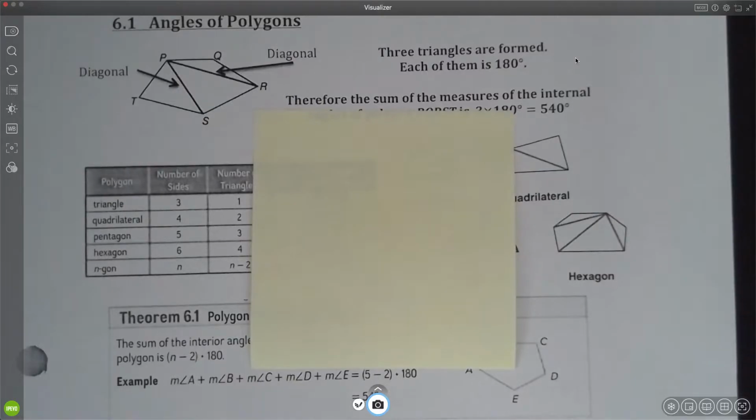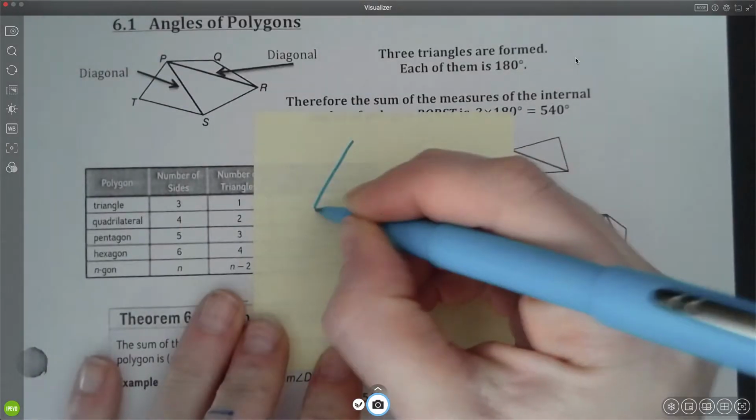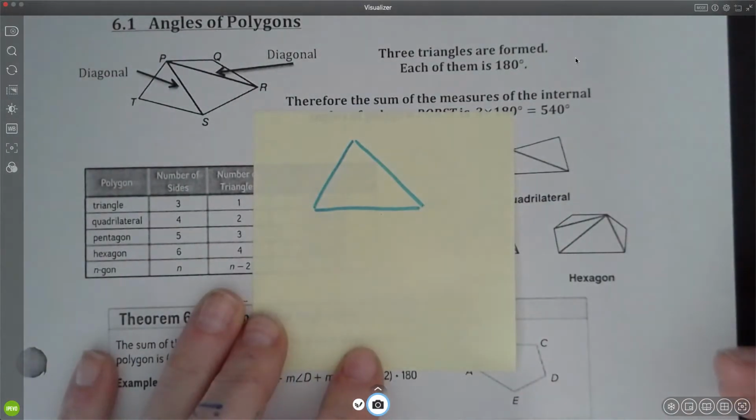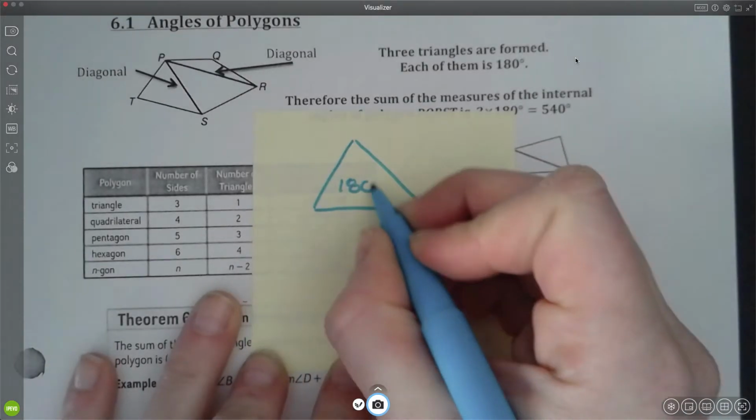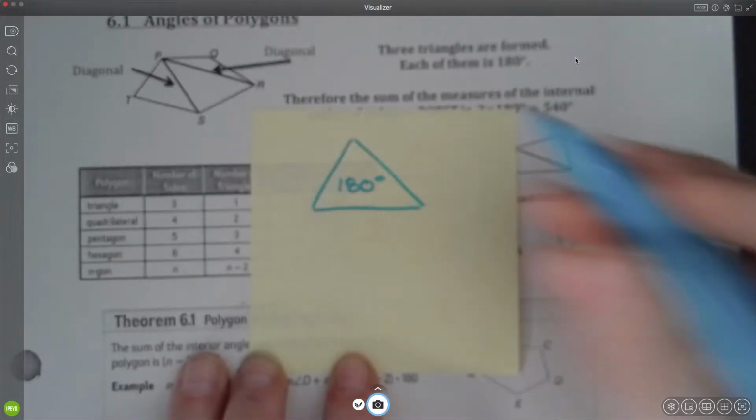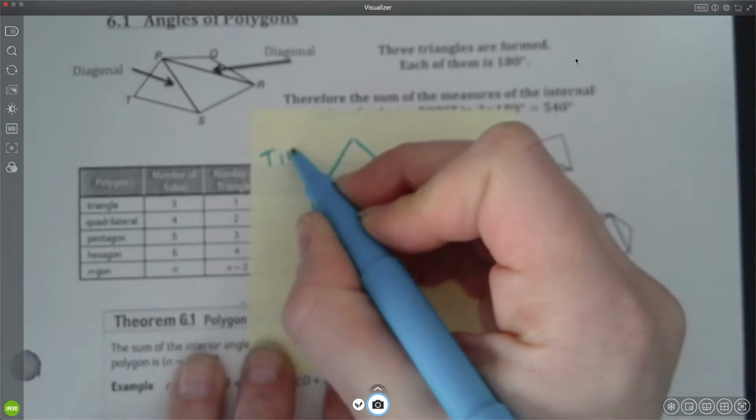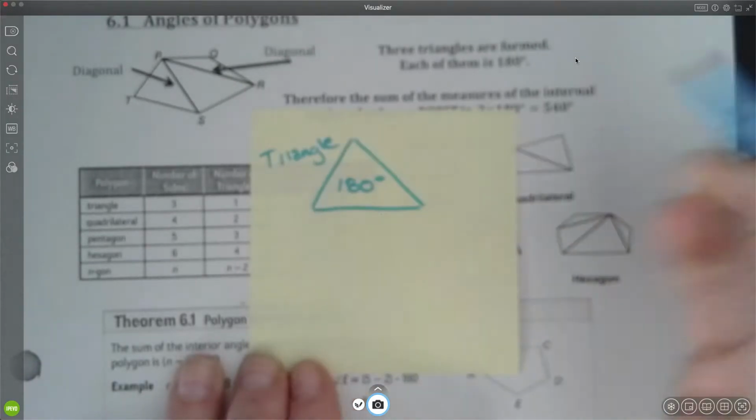We are moving away from triangles, but to kind of link what we did last chapter to this chapter, things that we know is that a triangle, if I add up all of the angles, it makes 180 degrees. Okay, now, this is a triangle. Triangle. I'm going to write that on here for you, even though you don't need it.